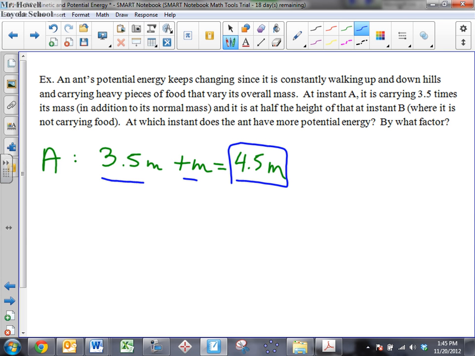Hypothetically speaking, you can call it M1, doesn't matter. Now, that's at instant A. And then it's also at half the height that it is at instant B. So at instant A, we have that. At instant B, we'll call its height Y. So at instant A, what's the height? Half of the B value, which was Y.